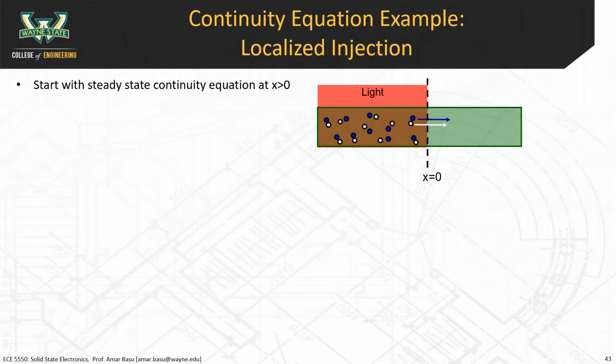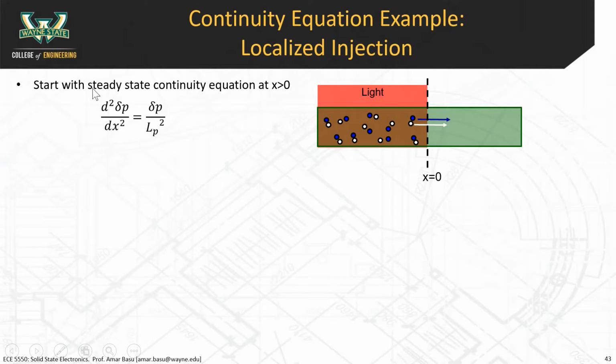Okay, so we're going to get a little bit more quantitative with this now. I have the same example here, but we're going to solve the continuity equation for it. We're shining light on the left side. Electrons and holes are being generated. They're diffusing over to the right. So you start with the steady state continuity equation at x greater than 0.